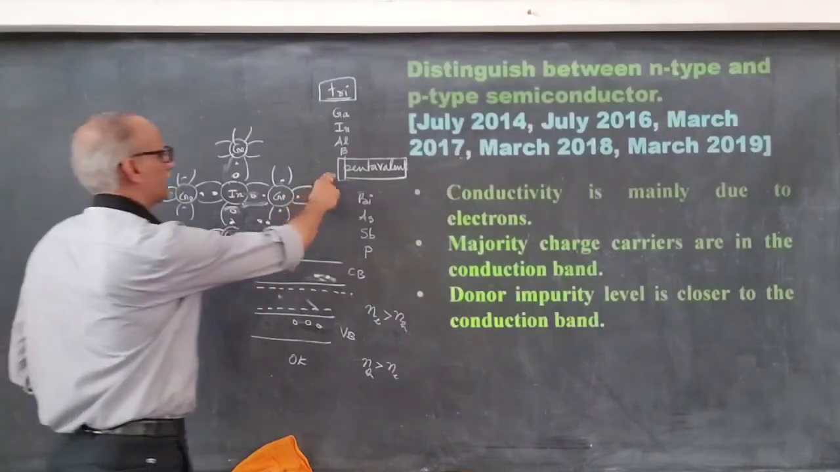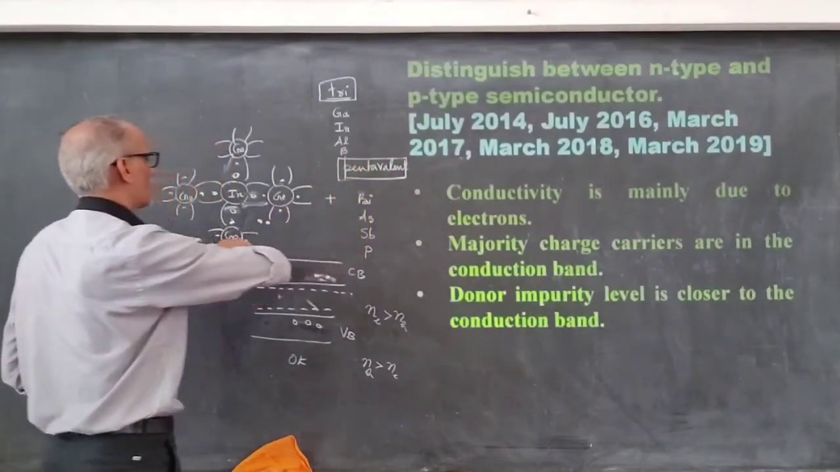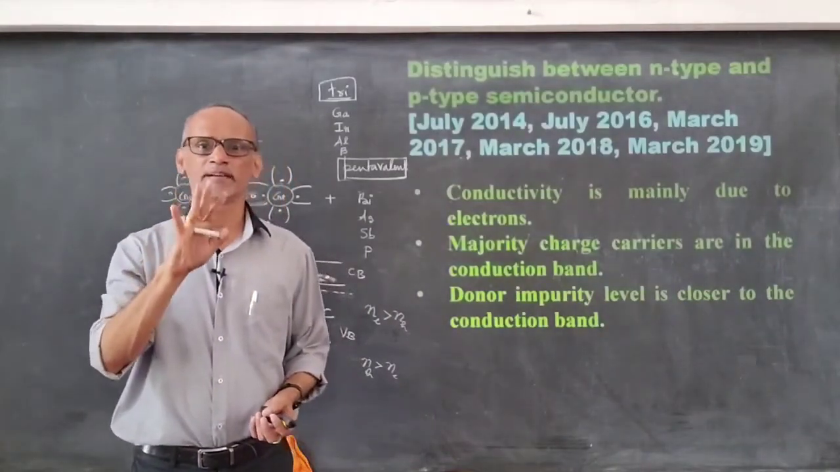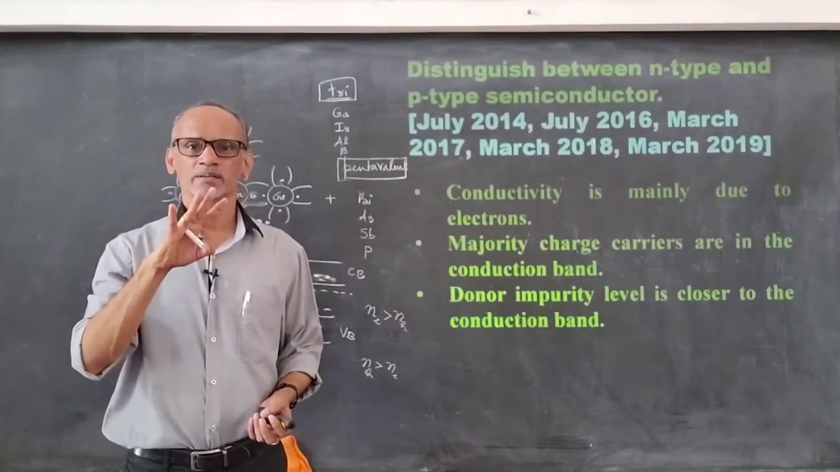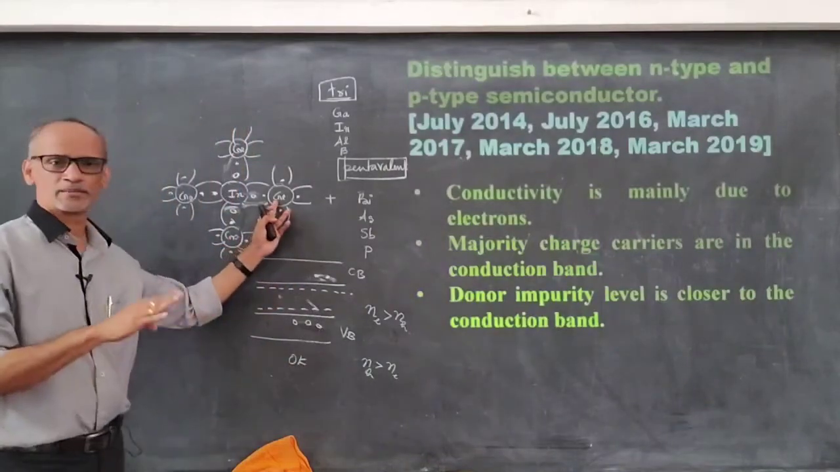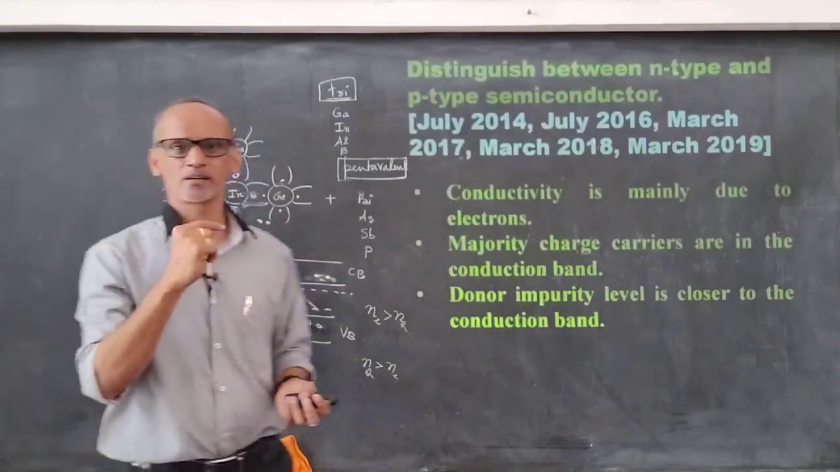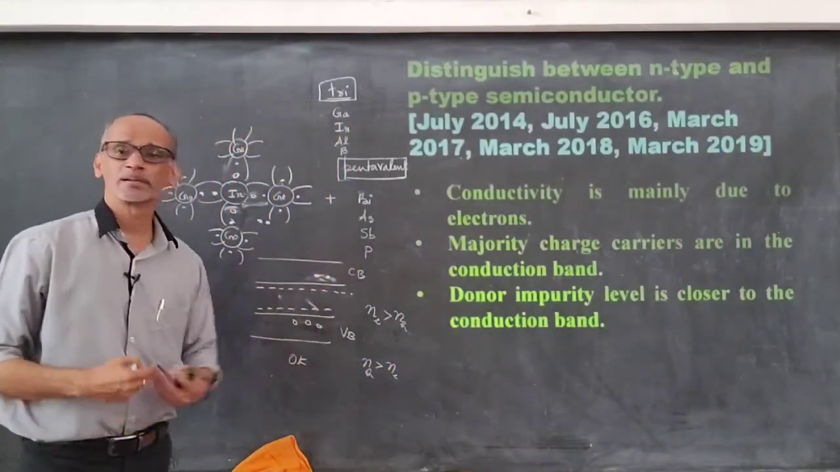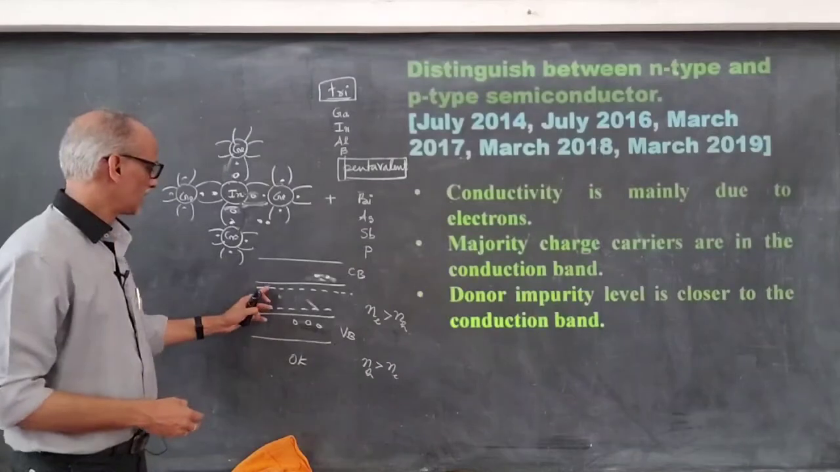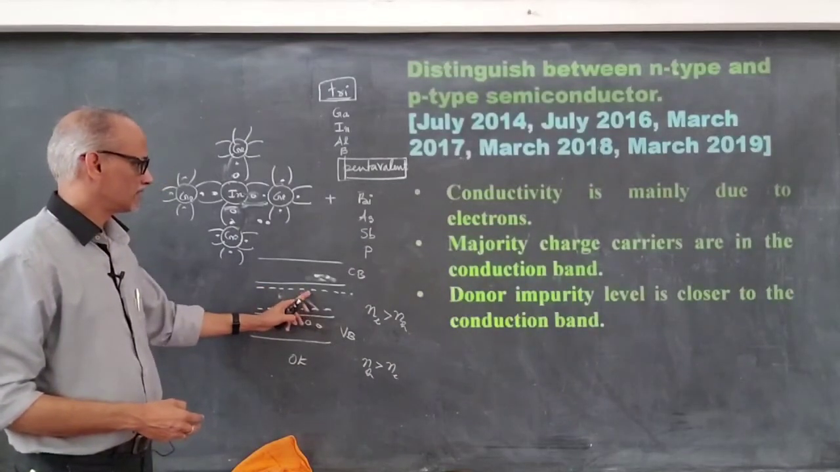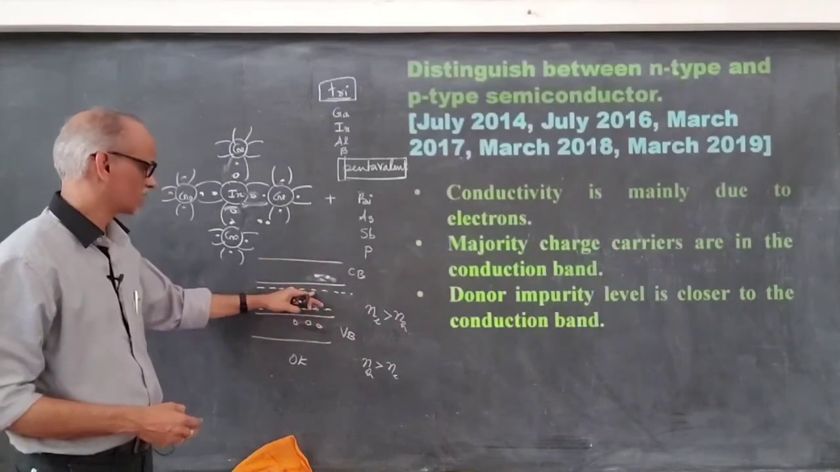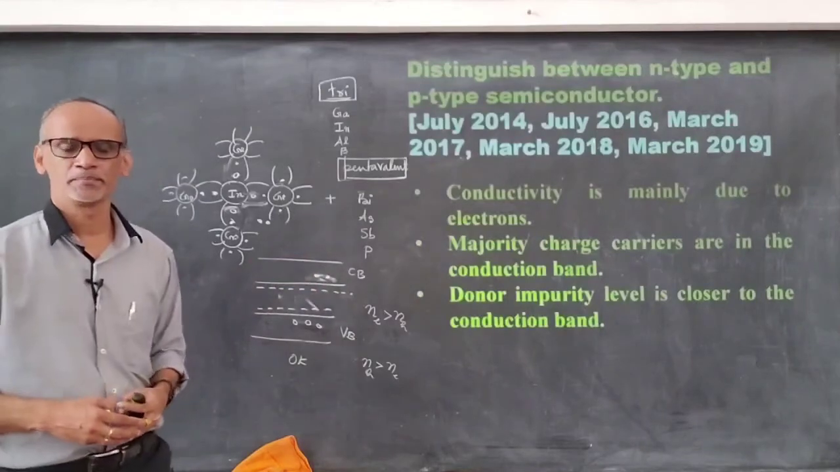So whenever we add pentavalent impurities, it donates an electron, because out of the 5 only 4 electrons can form covalent bonds with the germanium. That means that one extra electron is given by that impurity atom, that's why it is called a donor impurity. And that donor impurity level is closer to the conduction band, closer and below the conduction band.